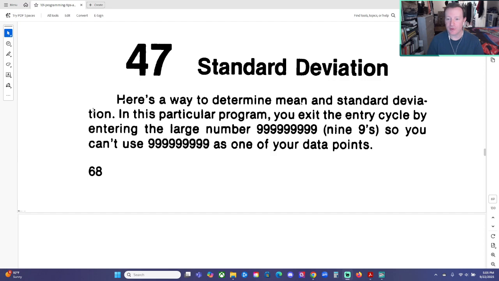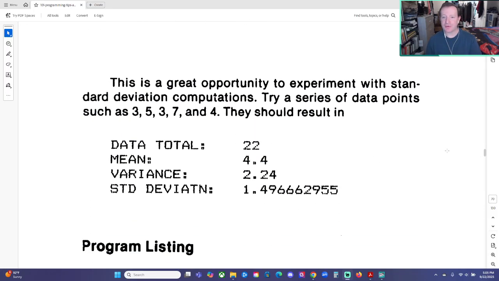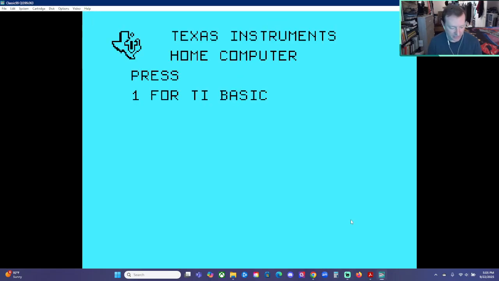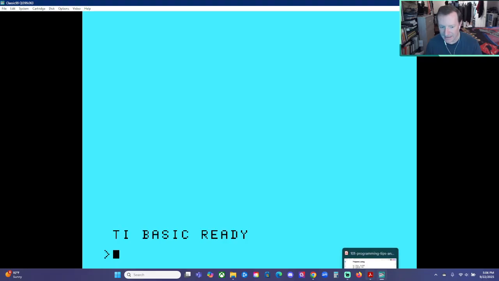In this particular program, you exit the entry cycle by entering the large number 999,999,999, or 9 nines, so you can't use 999,999,999 as one of your data points. This is a great opportunity to experiment with standard deviation computations. Try a series of data points such as 3, 5, 3, 7, and 4. They should result in data total 22, mean 4.4, variance 2.24, and standard deviation 1.496662955.